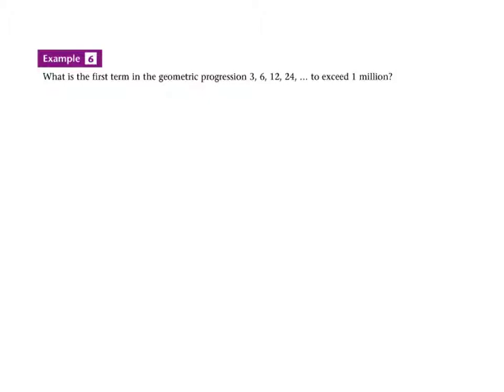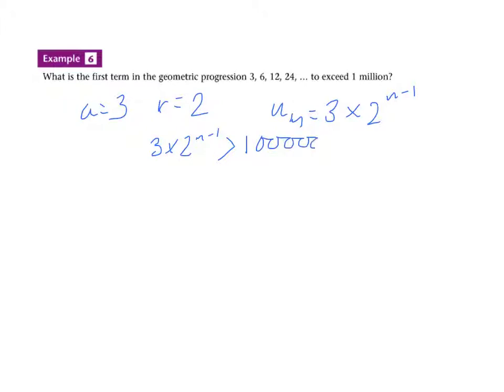First of all, let's look at this carefully. We can see that a is 3, the first term is 3, and we can spot very quickly that the common ratio is 2. So un is 3 lots of 2 to the n minus 1. So this is the equation we're going to be solving, and what we're looking at basically is 3 times 2 to the n minus 1 exceeding 1 million. So let's write that out like that.